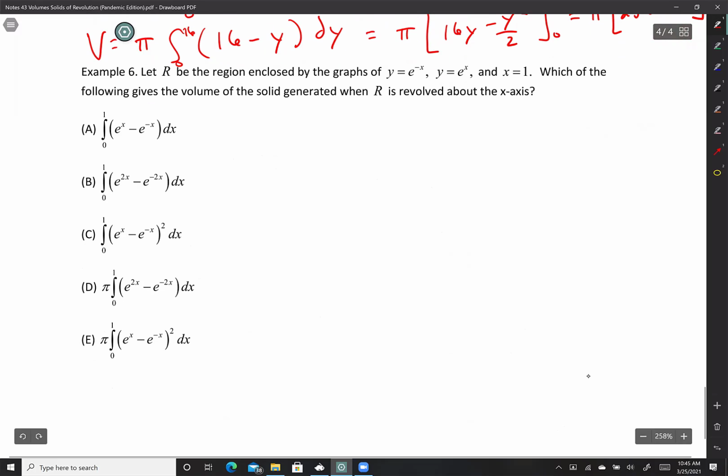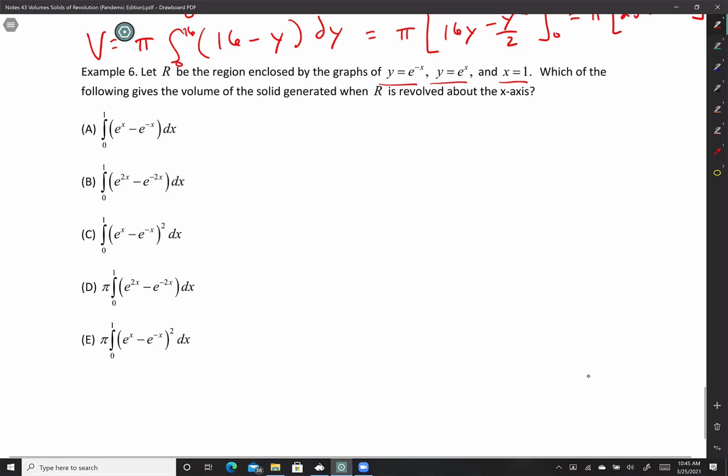Example 6. Let R be the region enclosed by the graph y equals e to the negative x, y equals e to the x, and x equals 1. Okay, you got to know a little bit of algebra. Hopefully by now we know how those two look. Which of the following is the volume of the solid generated when R is revolved about the x-axis?